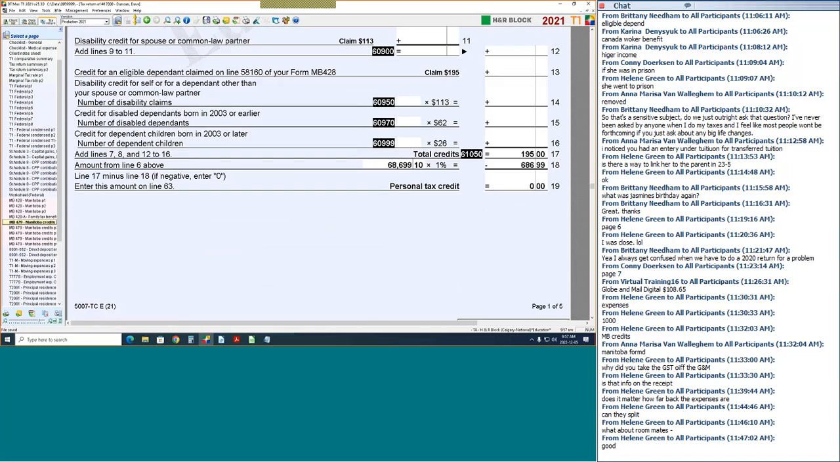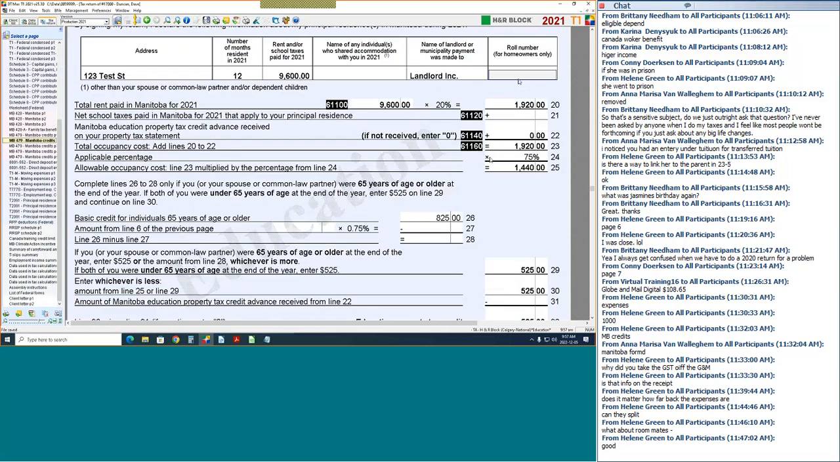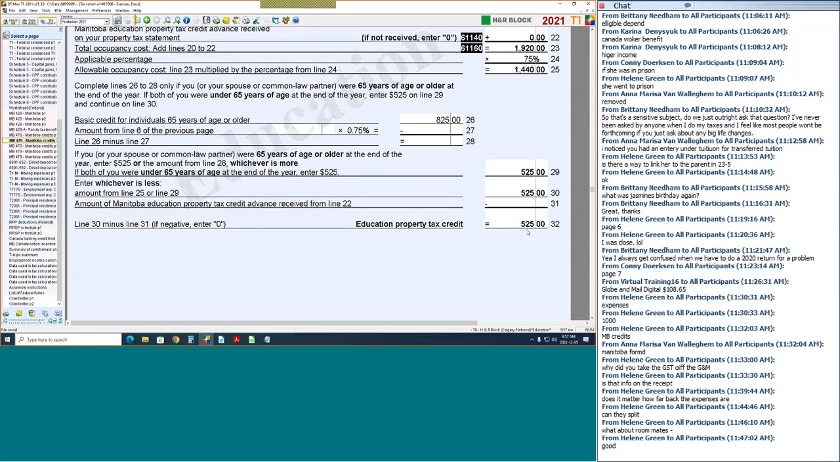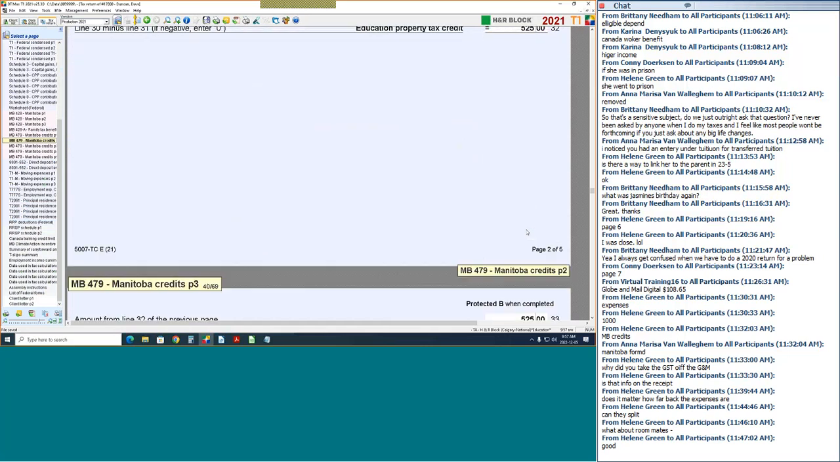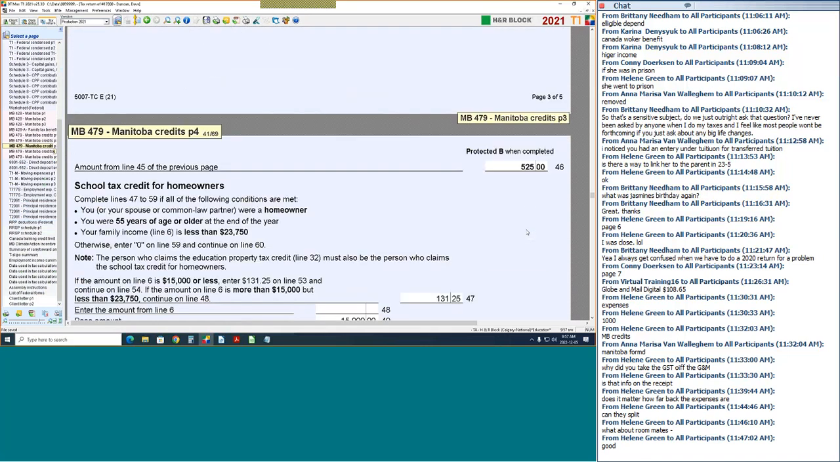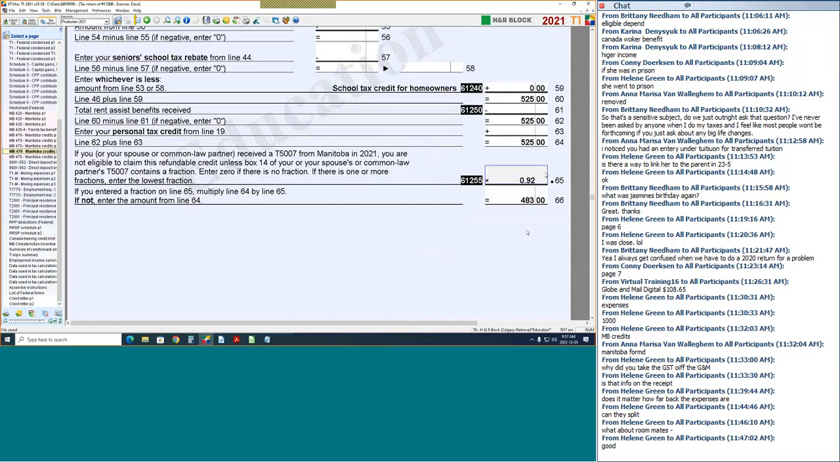So what we should have now, no personal credit, but there is a rent credit, $525. And then we go way down to the bottom, and you're going to notice that box 14 on the T5007 is going to restrict how much he can claim, and he'll be claiming only $483 because 1 month he was receiving social assistance. That's what it looks like with social assistance.